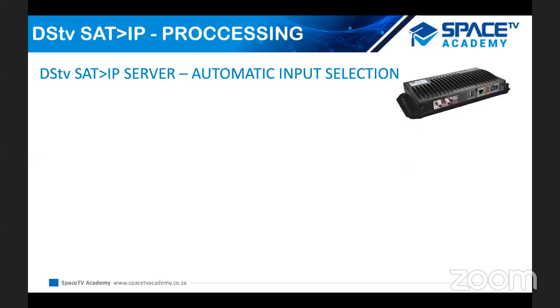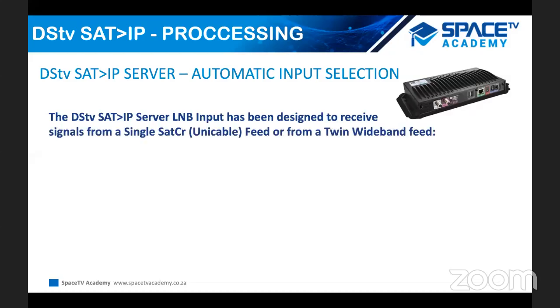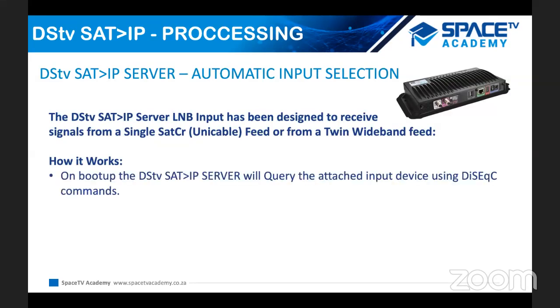So the little server has various built-in functions, and one of them is an automatic input selection. So the DStv SATIP server input has been designed to receive signals from a single SAT-CR or unicable feed, as we said, or from the twin wideband feed. So you can either have both, as we've discussed. And this little server is able to determine automatically which type of LMB you've actually connected to it. So how does this work?